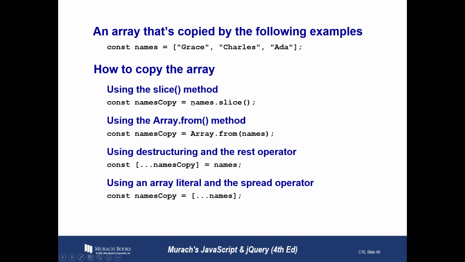So here they're doing it with a slice. Here they're doing it with the from. Here they're using destructuring, meaning this can be of any size. And here they're using it the other way, where they've got the names and we're copying it. So this is destructuring with rest, and this is array literal with spread.